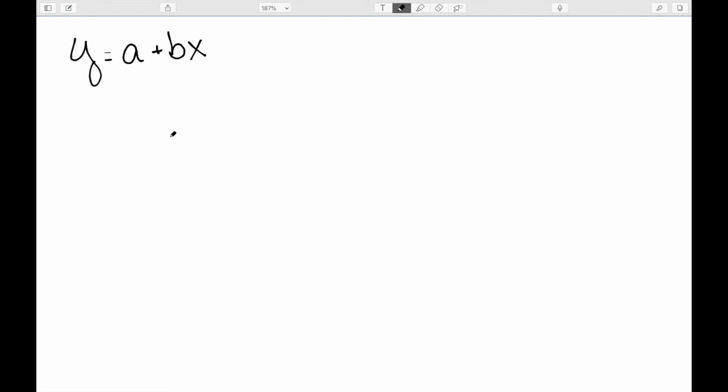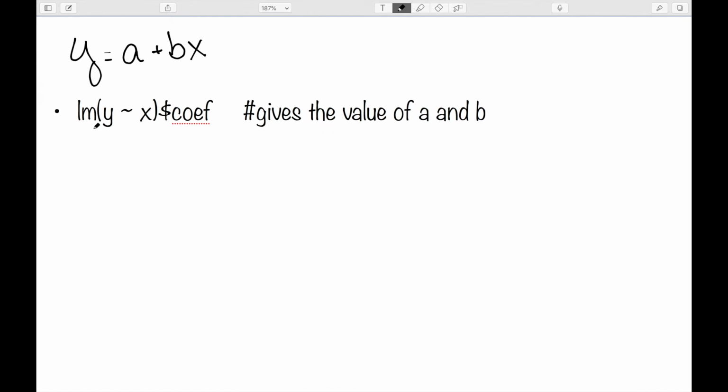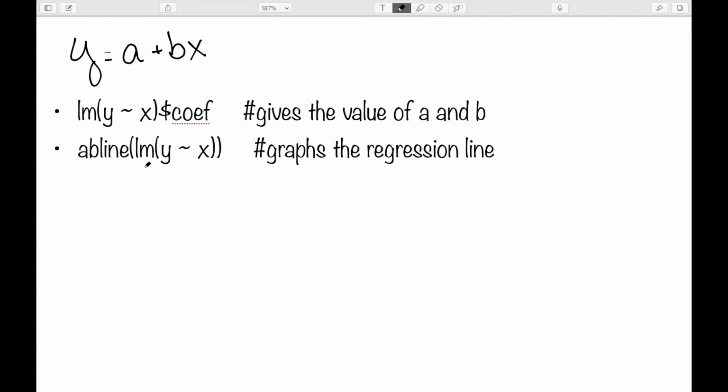Ultimately, my goal is to find an equation of a line that looks like a plus bx. And this can be really difficult to do by hand, so we are going to use R to figure out how to do this. Using the command lm of y tilde x, $coef gives these values for a and b. And we can use the command abline of lm of y tilde x to graph the regression line. And we can change the color of this just like we could change the color of all of our other graphs. So let's look at some examples of this.